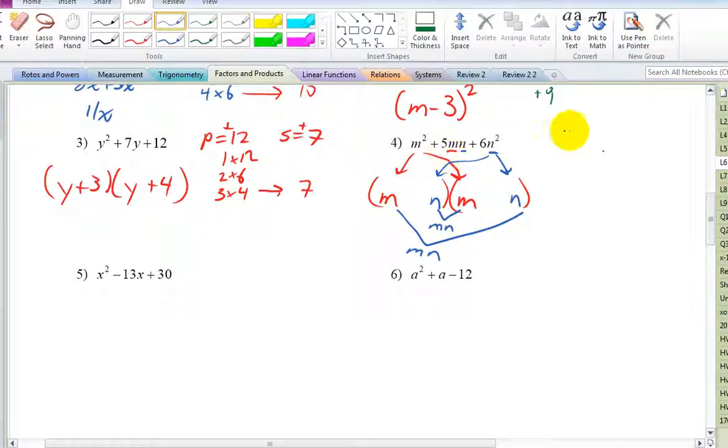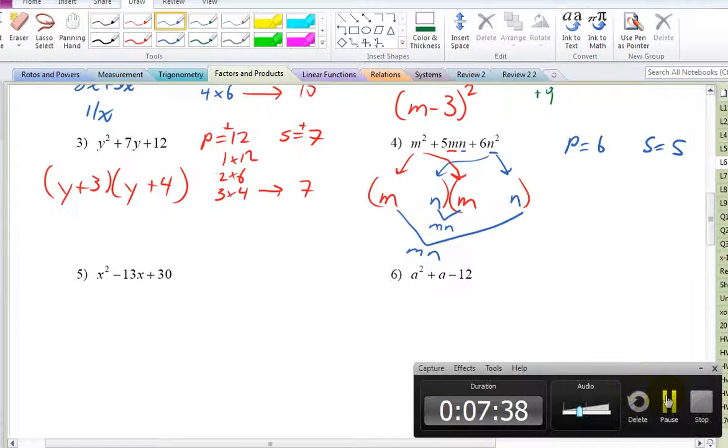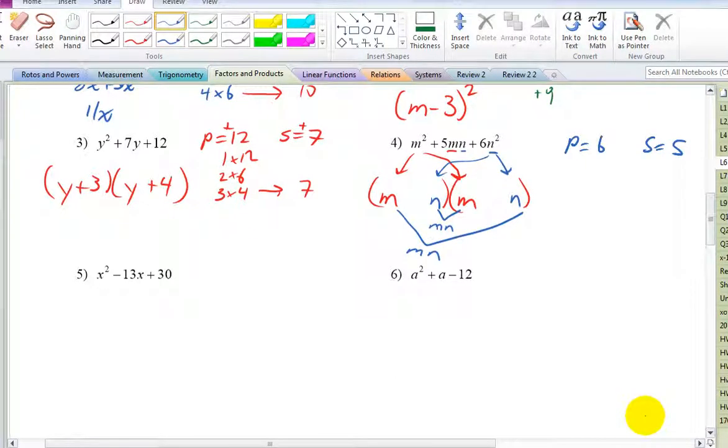So then we can go and do our numbers just like we used to. Product equals 6, sum equals 5. Go for it. Okay, so we have here 1 by 6, 2 by 3, and the only way to get to 5 is both of these to be positive. So plus 2n plus 3n. Okay. Any questions? Okay, so try number 5 now.